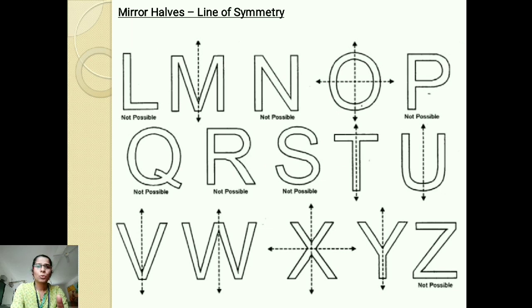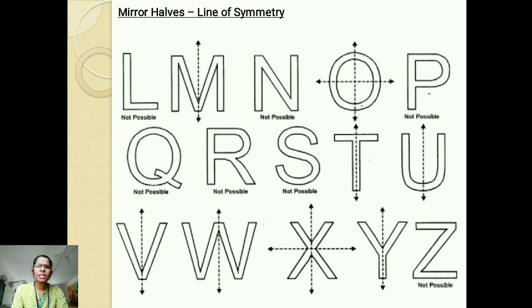Now you can see the alphabet M here. An imaginary line is drawn in the middle, right? That is a vertical imaginary line. So you can see that the left side of the M, if reflected in the mirror, the right side can be seen in the mirror, right? If you keep a mirror at that imaginary line, what will you see in the mirror? The other half of the M. And then you can see the complete M, right?